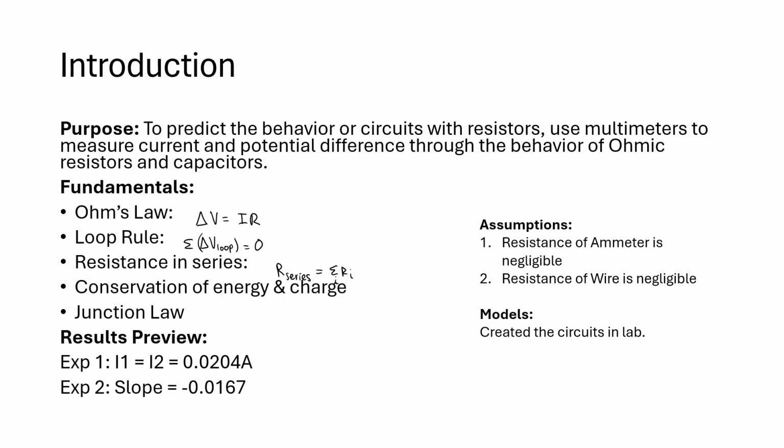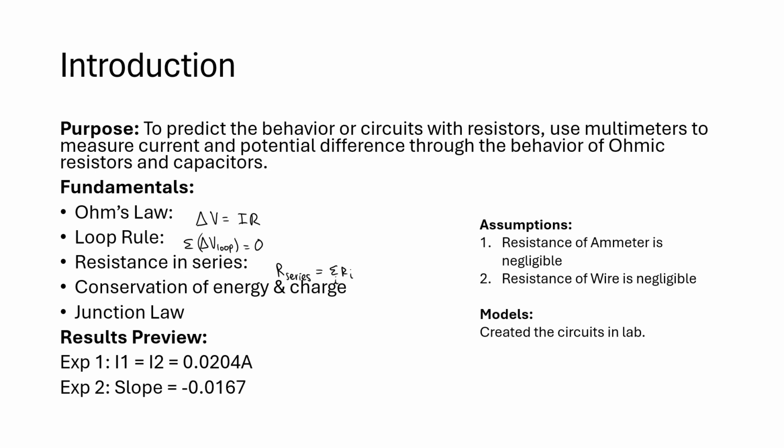The fundamentals we'll be using are Ohm's law, the loop rule, which states that the sum of the potential difference across the whole circuit should be zero, the concept of resistance in series, energy conservation and charge conservation, and the junction law, which states that the current flowing into a junction should be equal to the current flowing out of the junction. Some assumptions I made were that the resistance of ammeters and the resistance of wire are negligible, and the models were the circuits that we created in the lab for each of the experiments.